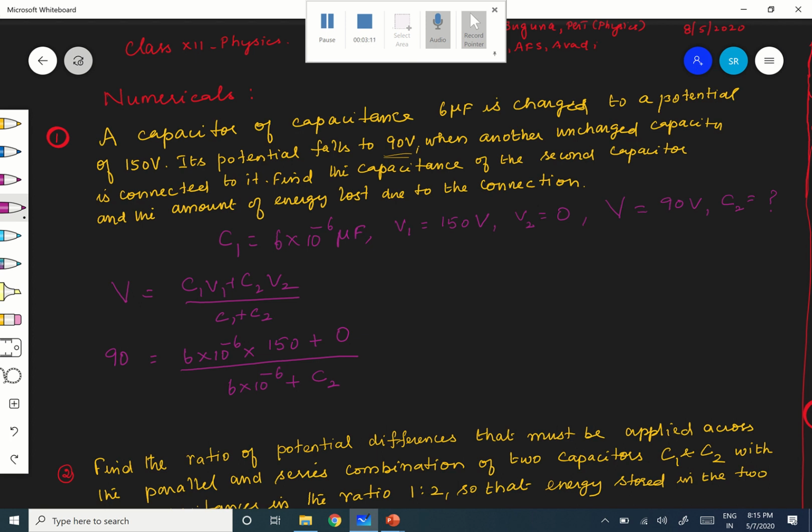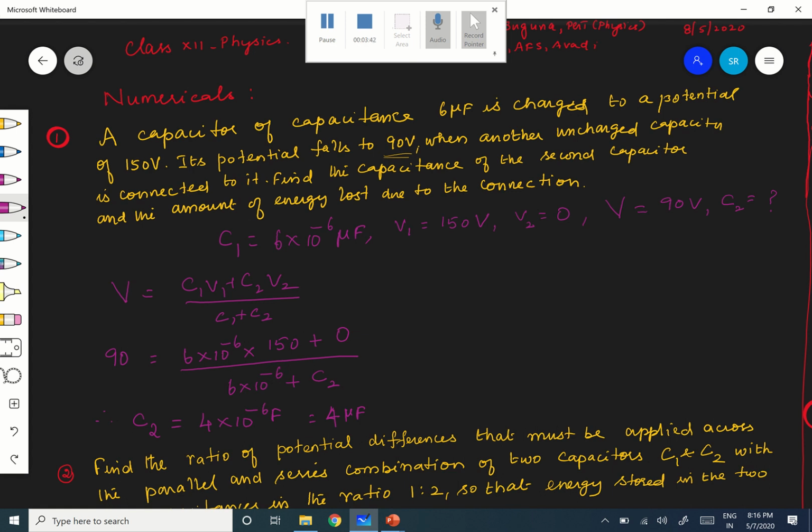I'll give you the final answer. Therefore, C2 is equal to 4 into 10 power minus 6 farad, that is 4 microfarad. So the first part is over. What is the second part? You are asked to find the amount of energy lost due to this connection.